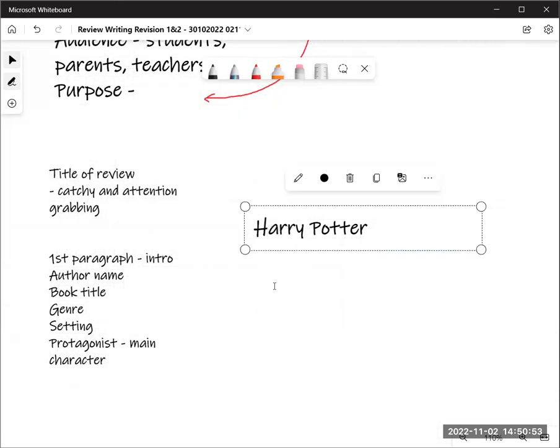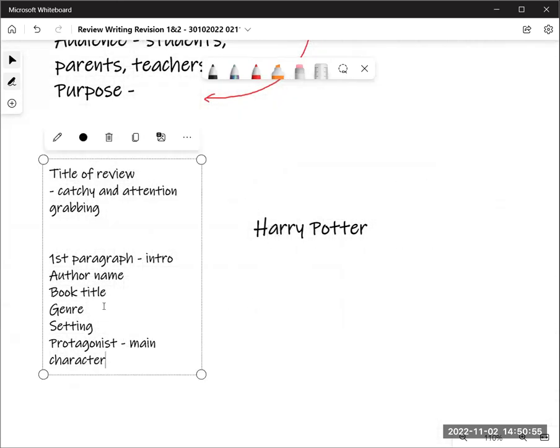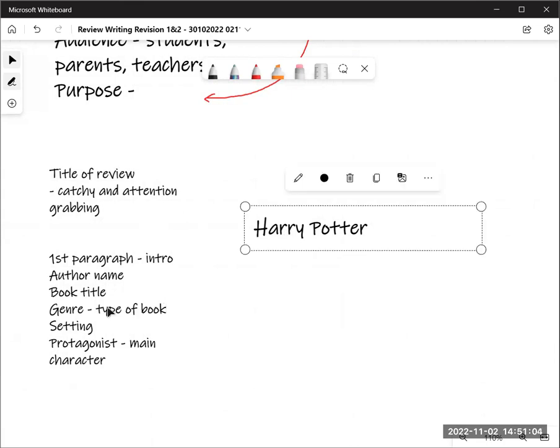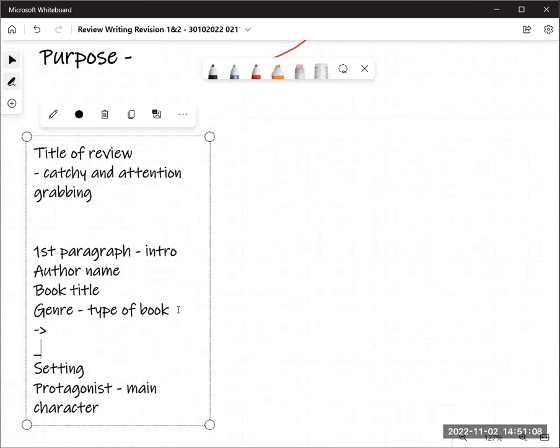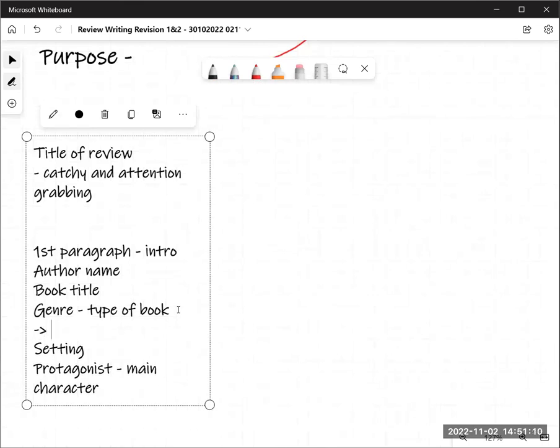Okay, what is the meaning of genre? Genre means what kind is it? Is it adventure, or let's say type of book? Is it adventure? Is it scientific? Is it all of those? I'll give you examples. What genre you can have: sci-fi, adventure. You can have horror, comedy, all of these.